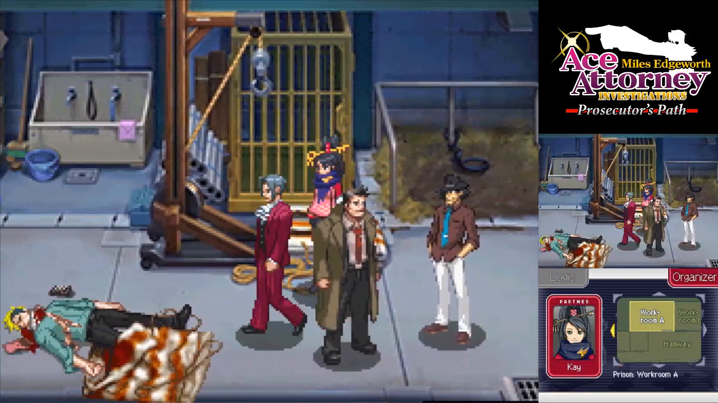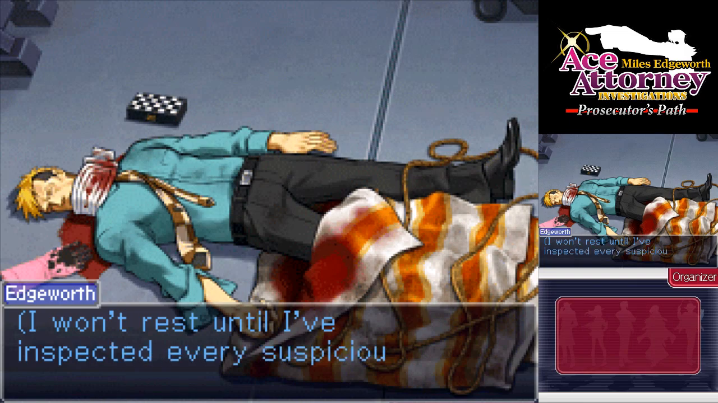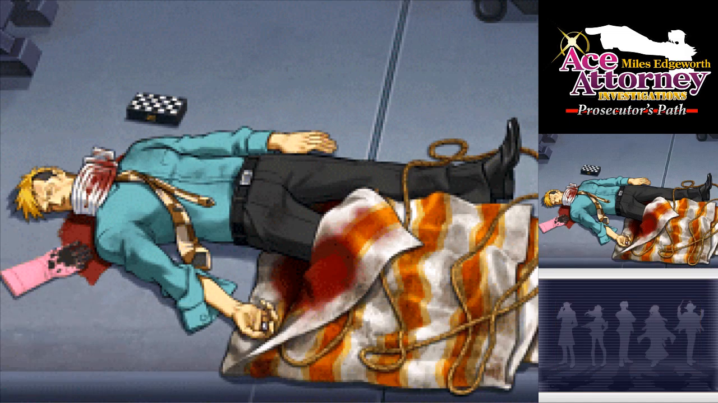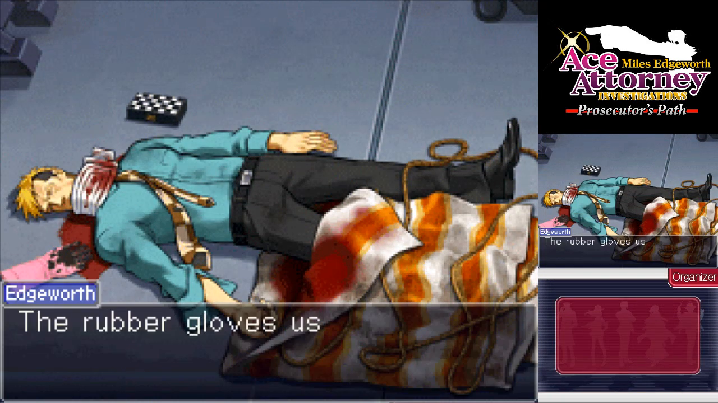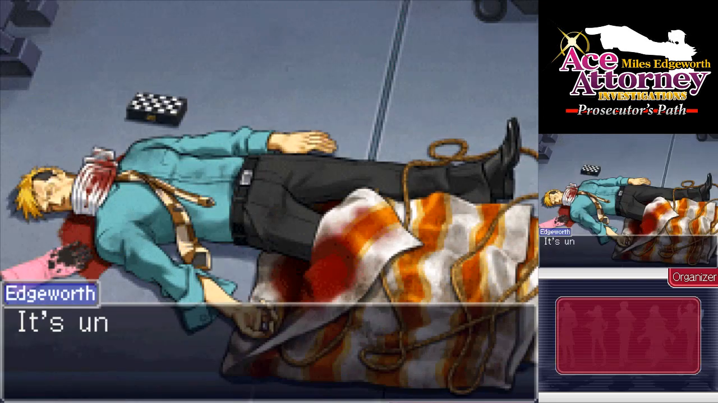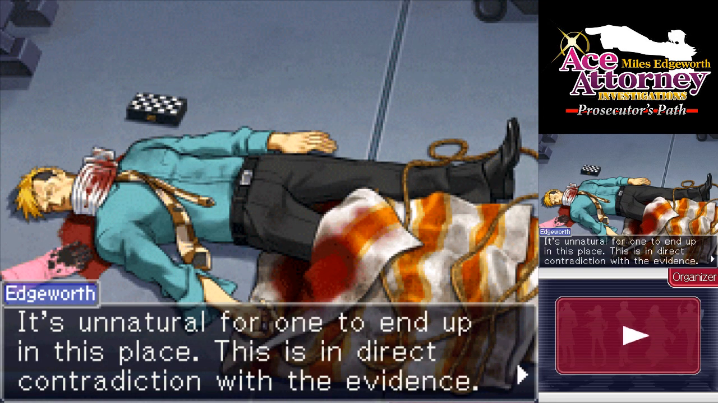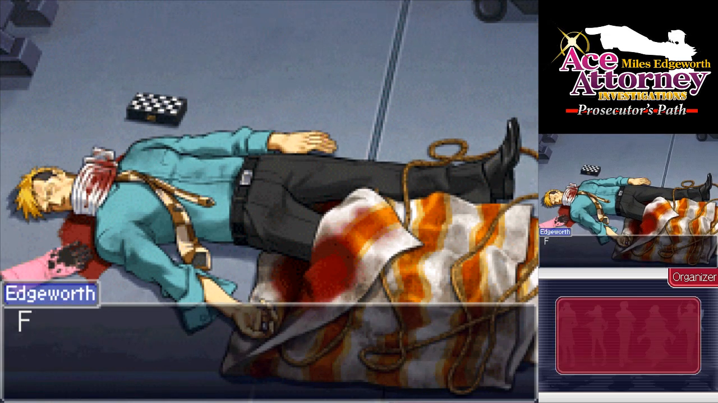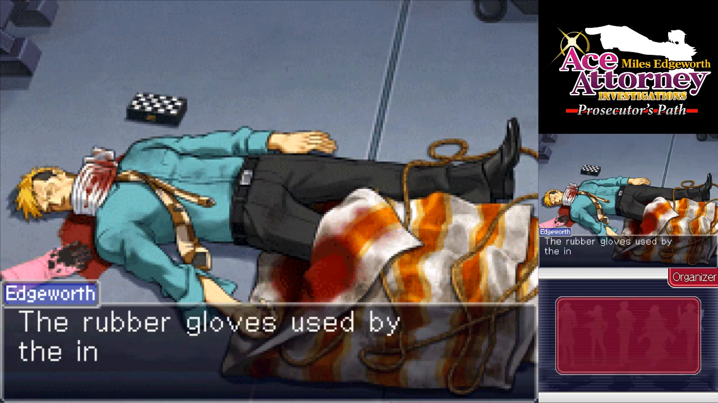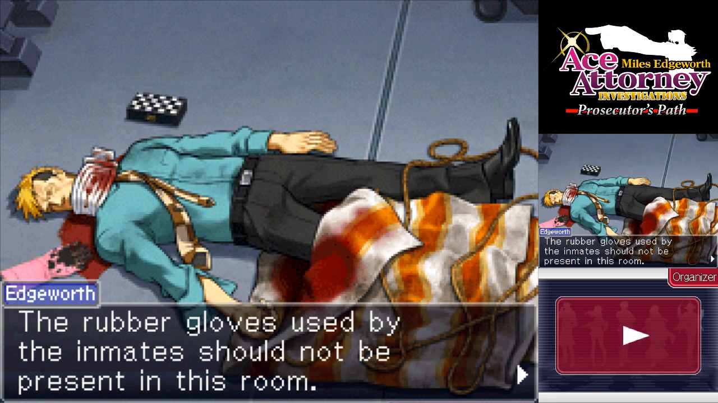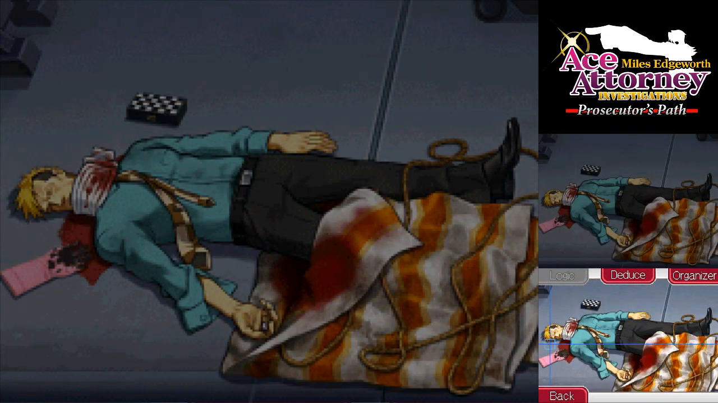Okay, well, I already know what the answer to that is. I won't rest until I've inspected every suspicious-looking nook and cranny. I'm gonna stop reading that. It's the glove, obviously. The rubber gloves used by the inmates. It's unnatural for one to end up in this place. This is in direct contradiction with the evidence. Eh? Why is that? From what we just heard about the inner workings of the prison, the rubber gloves used by the inmates should not be present in this room. Let me present some evidence to support my reasoning.